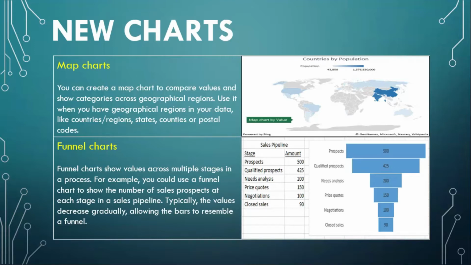Funnel charts. A funnel chart shows values across multiple stages in a process. For example, you could use a funnel chart to show the number of sales prospects at each stage in a sales pipeline. Typically, the values decrease gradually, allowing the bars to resemble a funnel. So, as you can see on the right-hand side, we had prospects of 500 and closed sales of 90. So you can see there is a funnel shape over there.